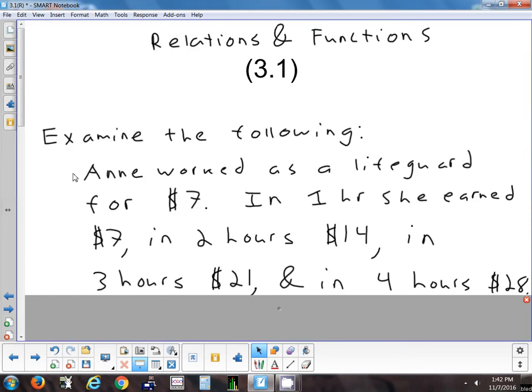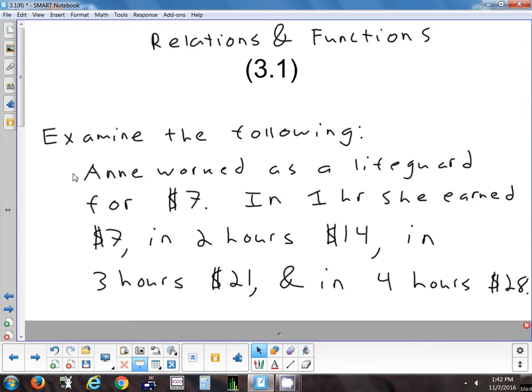All right, so in this problem, which I think is written on your sheet, it says Anne worked as a lifeguard. And it says in 1 hour she earned $7. In 2 hours, $14. 3 hours she earned $21, and in 4 hours she earned $28. So can you tell from that how much money she's making an hour? She's making $7 an hour.